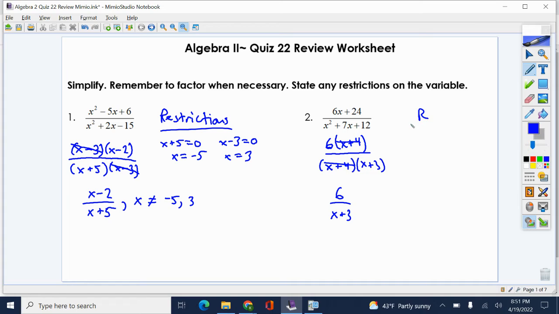As far as restrictions, x plus 4, so x would be -4. X plus 3, x is -3. So this is my answer, 6 over x. That's a plus sign again. 6 over x plus 3. But x could not equal -4 or -3. If you put the original problem in the graphing calculator and look at the table of values where x is -4 and -3, it will say undefined, as it should. Either of these will make the denominator 0. We cannot divide by 0.